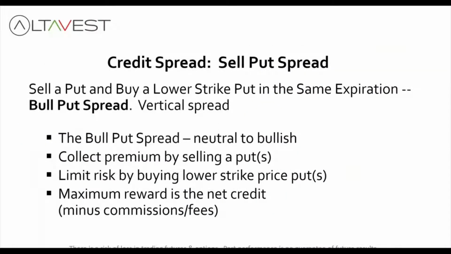Here's a put spread. You sell a put and then you buy a lower strike price put. That's a bull put spread, a vertical spread. It's a neutral to bullish stance. You collect premium by selling a put, and then you limit your risk by buying a lower strike price put. The maximum reward is the net credit minus commissions and fees.